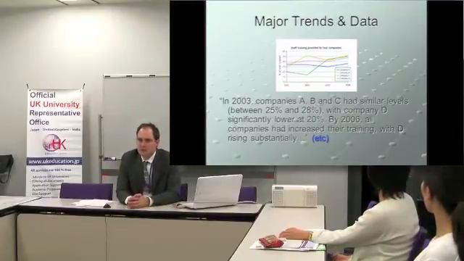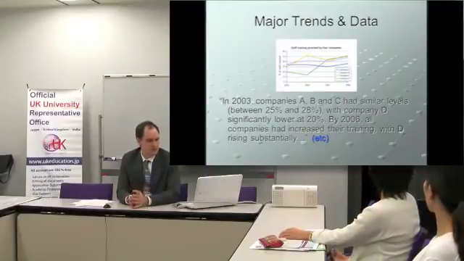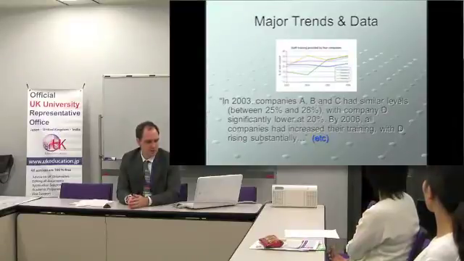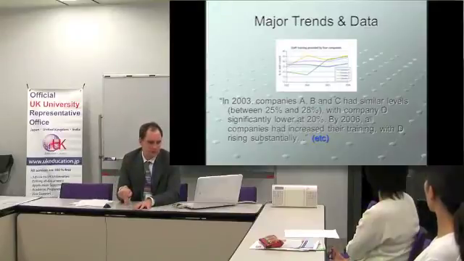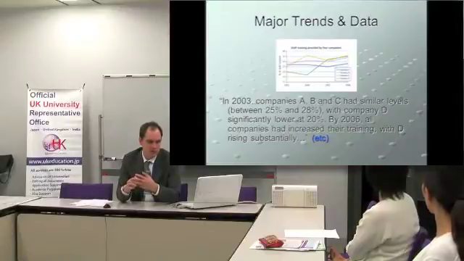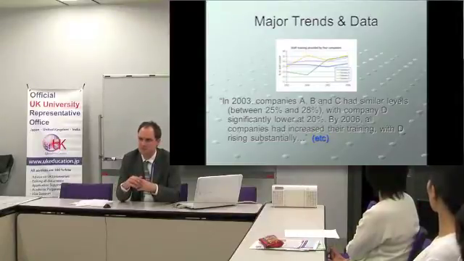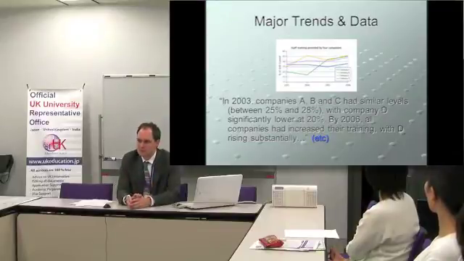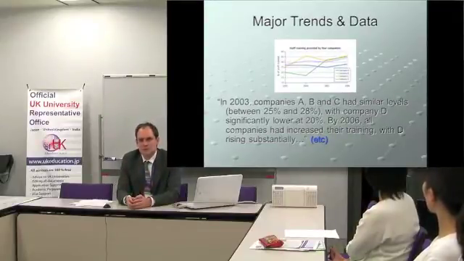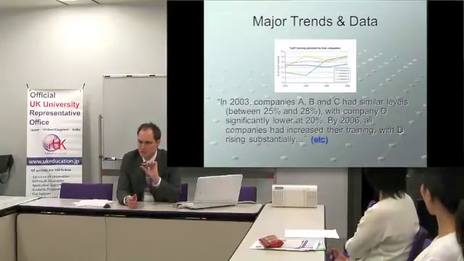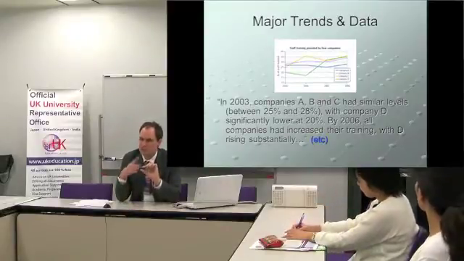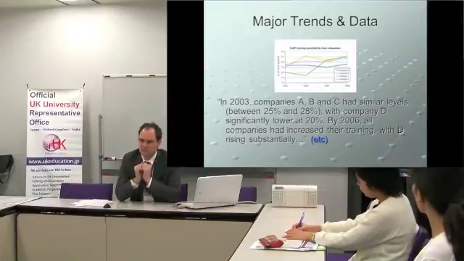And then we go into the major trends and data. We say in 2003, companies A, B, and C had similar levels between 25 and 28, with company D significantly lower at 20%. By 2006, all companies had increased their training, with D rising substantially, etc. Okay, this is one example. So you've got the introduction, we know what the graph is. We have the overview, we know what the general trend is. Now we're going more specific. What's happening in each company?